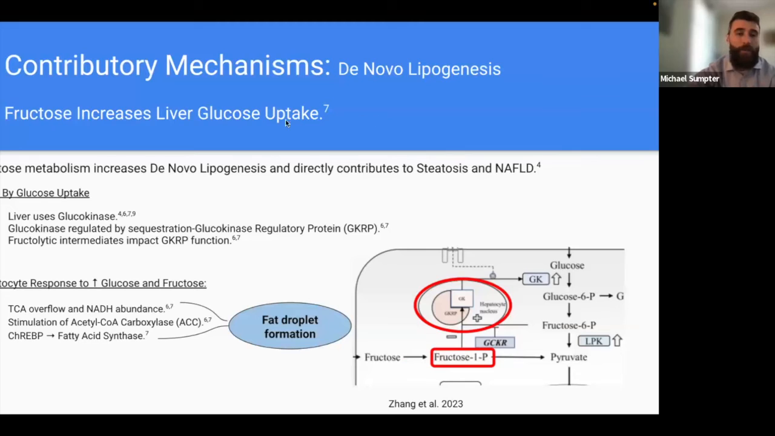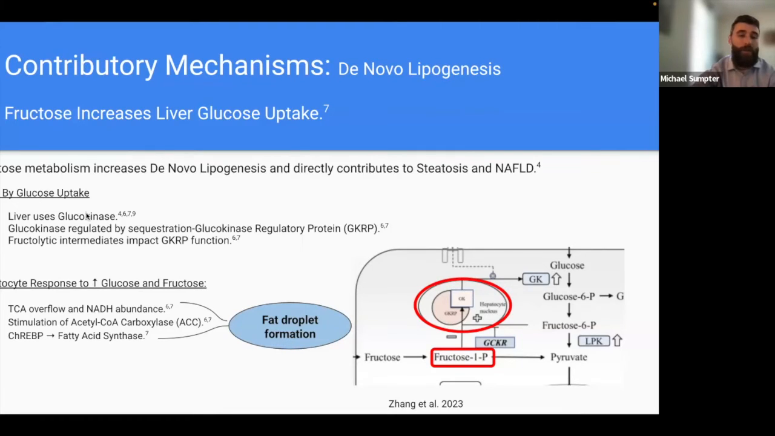All right, moving on to our next contributory mechanism, we'll be talking about de novo lipogenesis, and specifically fructose increases liver glucose uptake. So fructose metabolism increases de novo lipogenesis and directly contributes to steatosis and NAFLD. How does it do this? By altering glucose uptake. So if we all remember, the liver uses glucokinase. This is the liver's version of hexokinase. This is how it traps glucose into the cell.